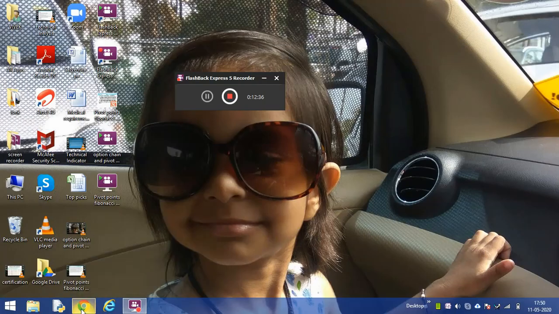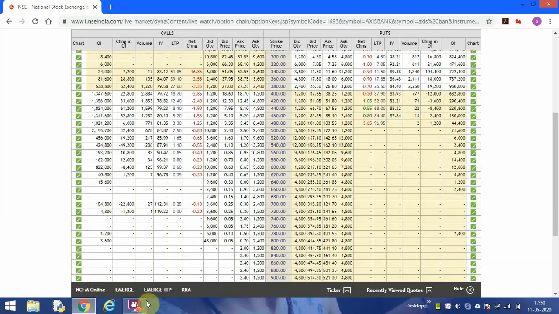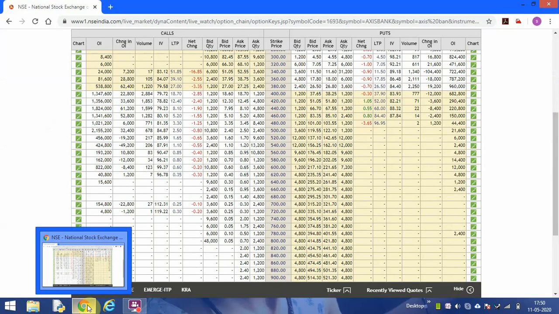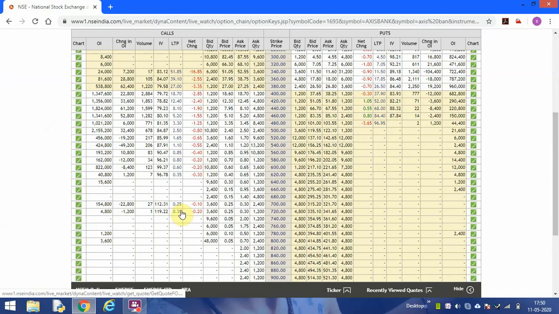You have to always trade with the trend. Always, please, trade with the primary trend. I will tell you some basic points while selecting a stock.